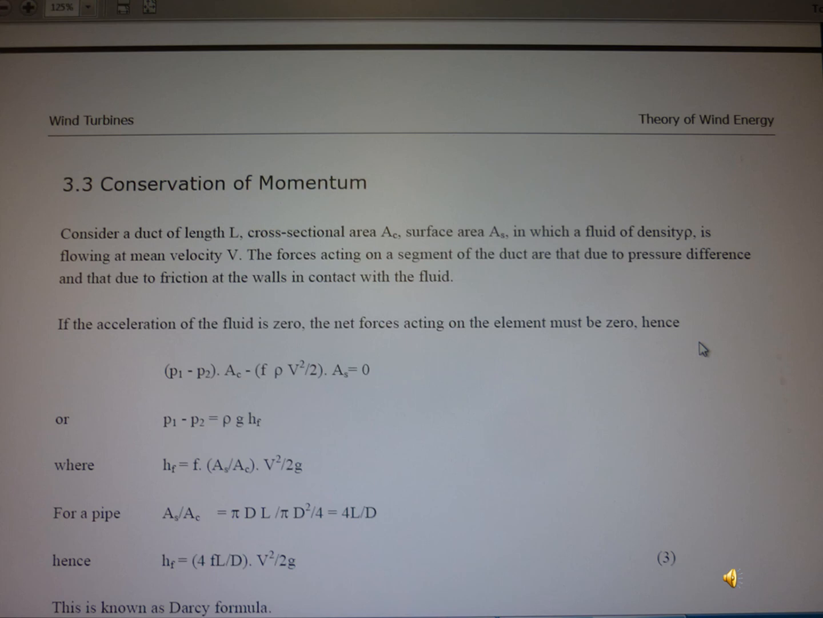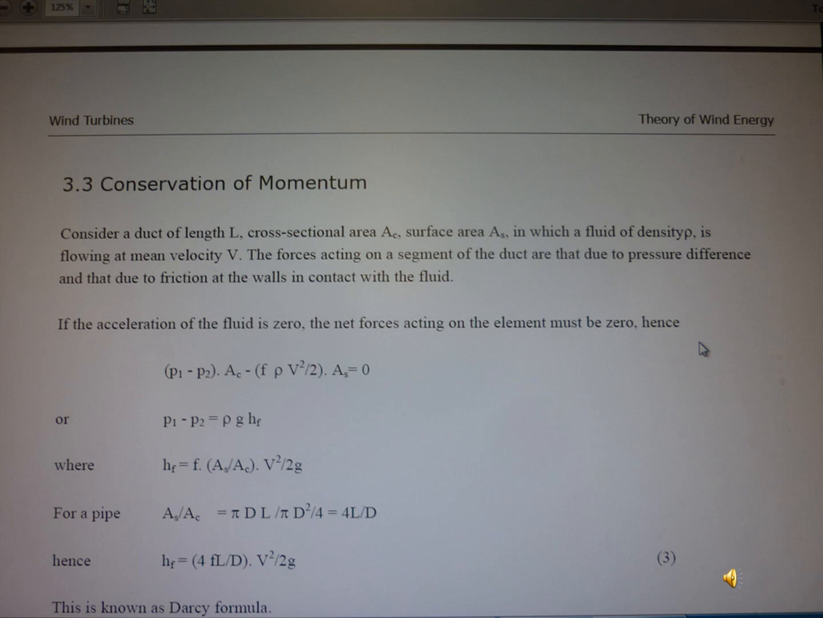Applying the pressure balance, P1 minus P2 into A_C equal to F, and rho V squared by 2 multiplied by A_S equal to 0. So P1 minus P2 as rho g multiplied by hf, and hf is F multiplied by A_S divided by A_C multiplied by V squared by 2g.